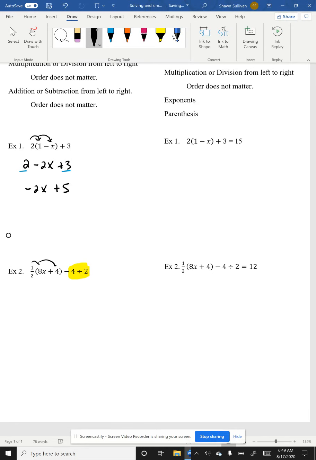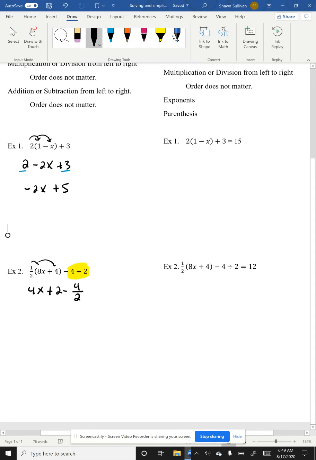I'm going to distribute the 1 half into my 8x plus 4, and I'm going to rewrite this so it makes a little more sense. So 1 half times 8x would be 4x, and 1 half times 4, our sign doesn't change, so 1 half times 4 is 2. And now our negative 4 divided by 2, I'm going to rewrite it like this. So it seems a little bit more obvious what's going on here to me. So let's do a little more simplification. We have 4x plus 2 minus 4 divided by 2.